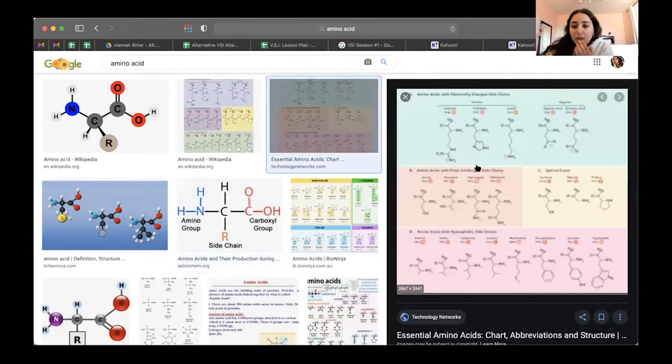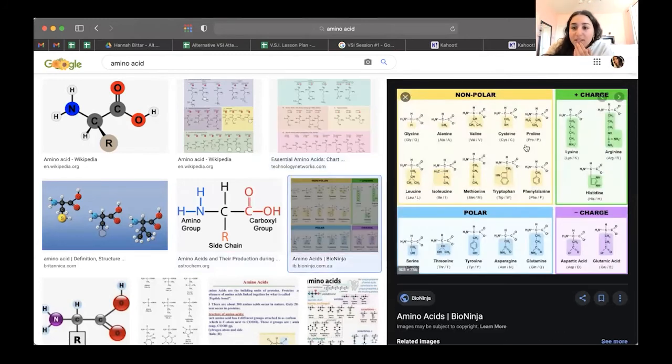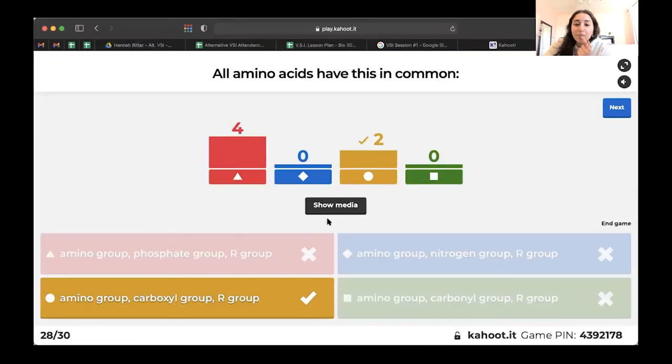If we look at the amino acids here, look at the highlighted yellow box, the green box, and the purple and blue boxes. Those are the R groups. Those are the things that are different. Now look at the top parts. See how they're all the same? They all have an amino group, they all have that one bonded hydrogen, and they all have a carboxyl group. So that's why the answer would be this: amino, carboxyl, and R group.